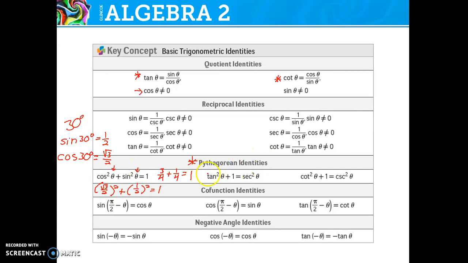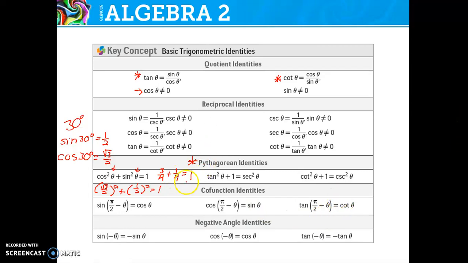Then I have an identity with tangent and secant. Tangent squared of theta plus 1 is equal to secant squared, and cotangent squared plus 1 is equal to cosecant squared. These are super important identities that you need to know.